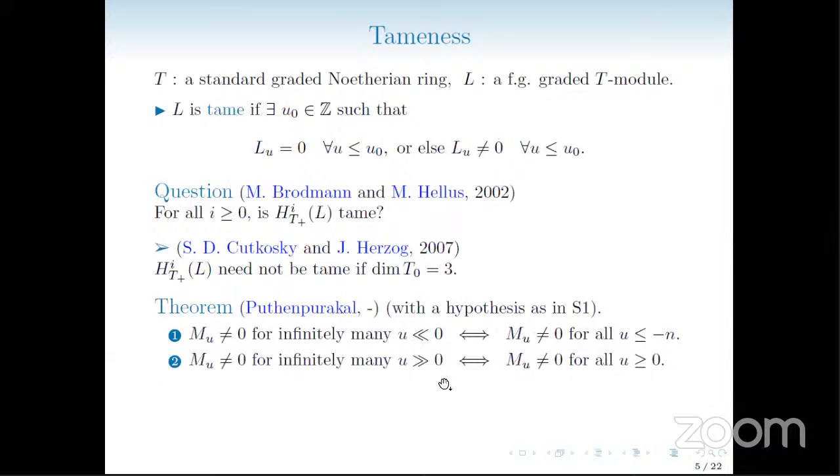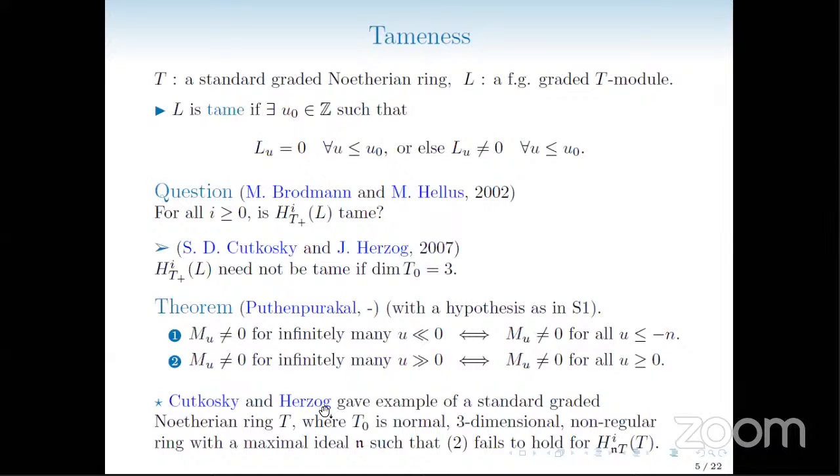And the second case also does not hold if we are in an arbitrary standard graded ring. I mean, in the paper of Katzman and Hara, they gave an example of a standard graded Noetherian ring whose base ring is normal, three-dimensional, non-regular, and this T0 is a local ring whose maximal ideal is n. Then this second condition fails to hold for the ith local cohomology module of T supported on the extension of this maximal ideal.